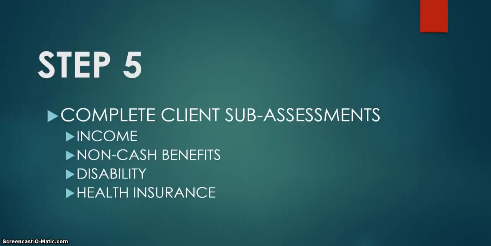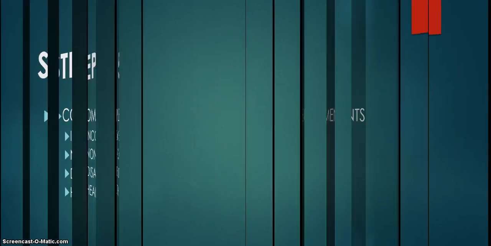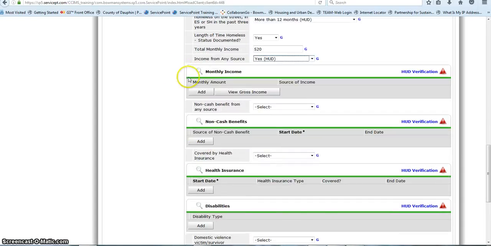Step number 5, complete client sub-assessments, of which there are 4: income, non-cash benefits, disability, and health insurance. So here are the 4 sub-assessment windows: monthly income, non-cash benefits, health insurance, and disabilities. In order to enter the proper answers to these questions, we'll need to click on this red exclamation mark icon next to HUD verification. And this icon is red in order to tell you that all the questions that need to be answered in this sub-window have not been yet answered.